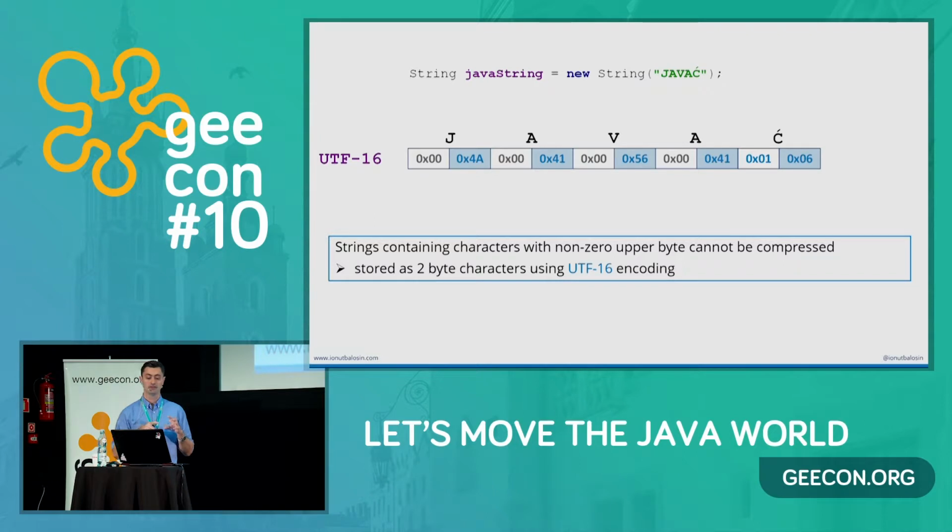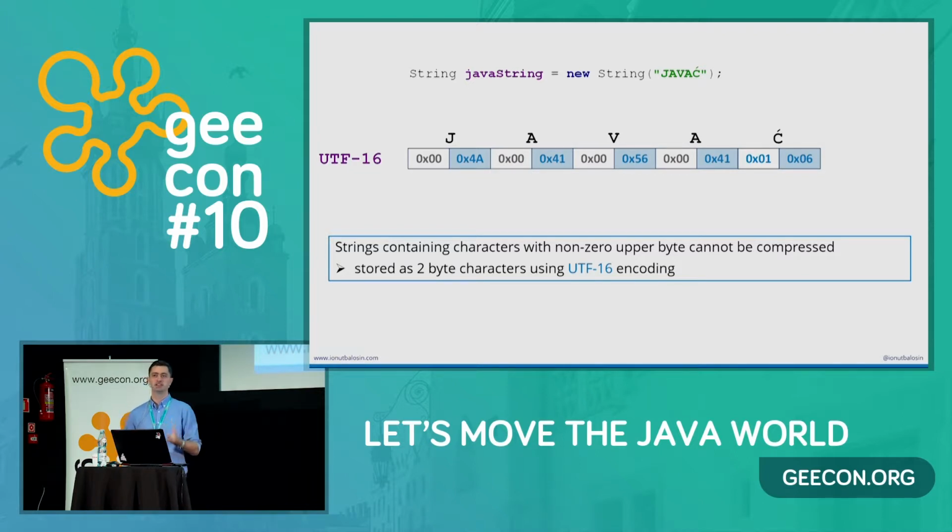However, if you have strings where there is just 1 character which couldn't be compressed, which is the case for this javac, you see, notice the last C has the accent. Even in this case, the Latin 1 scheme couldn't be used, and it is encoded using UTF-16.